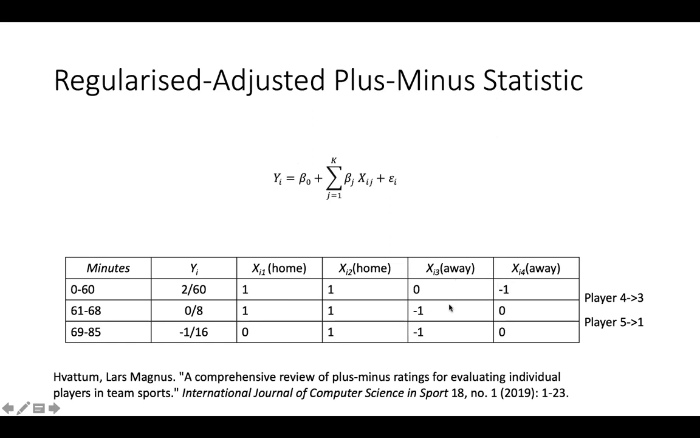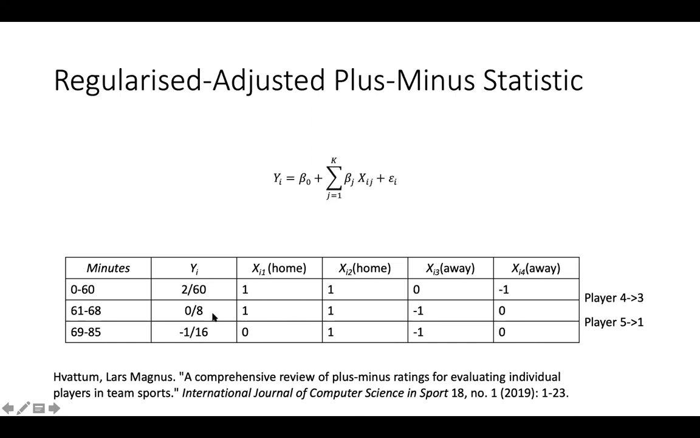be -1 for the opposition players, and player 3 isn't on the pitch. And at minute 60, player 4 is substituted out and player 3 comes in. So 4 now has zeros and player 3 has -1 in there. And on the 68th minute, I say that player 5, who isn't shown here, comes in for player 1, and you have a 0 there.